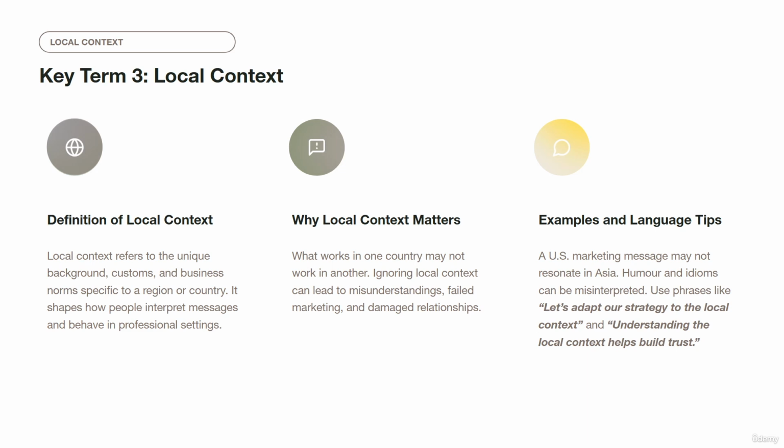You often hear phrases around this like, "let's adapt our strategy to the local context." Understanding the local context helps build trust. So it's really important in advertising, for example. The same marketing campaign or advertising campaign that works in, for example, the United States might not work in South Korea, let's say. It might, but you'd have to be aware of the cultural context and the local cultural context in both places to make that decision accurately.